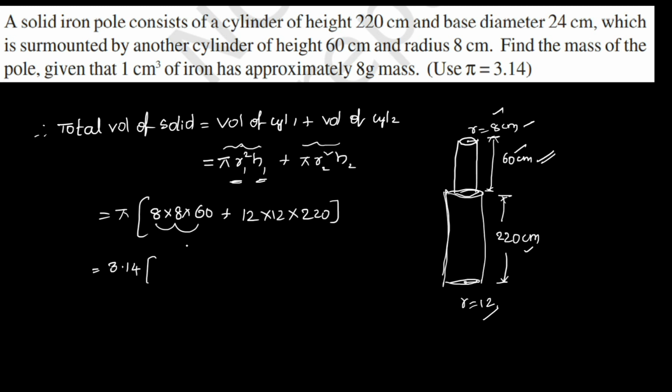Okay, so we can solve it. 8 into 8 is 64, 64 into 60 will become 3840. Plus 12 into 12 into 220. So 12 12s are 144. So 144 into 220, that means 288 into 11, which is 31680. So if we add the two, we get 3840 plus 31680, which is 35520.